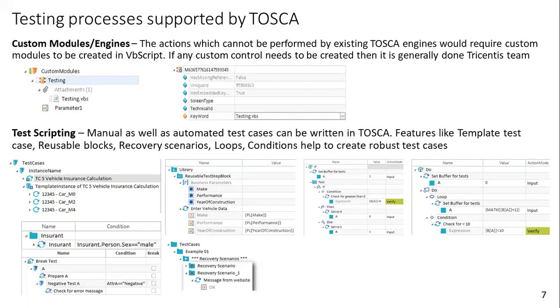Now test scripting. This is where you have lots of concepts given by Tosca to make your test case very robust. That is what I was telling you, Siddharth, that Tosca is much more than identifying the test object. Once you have identified the test object, you will be converting it into the test case. But in the test case, you need to know what are the features by which you can optimize your test case. Whether your test case is allowed to have an if condition or not. Yes, you have if condition.